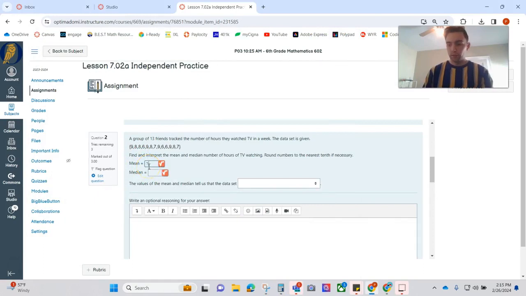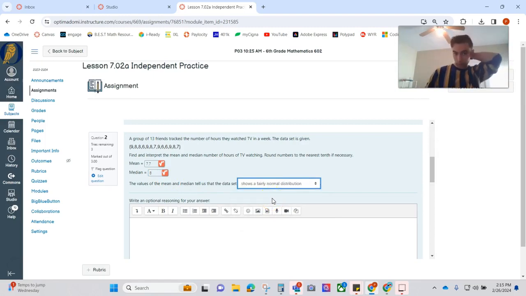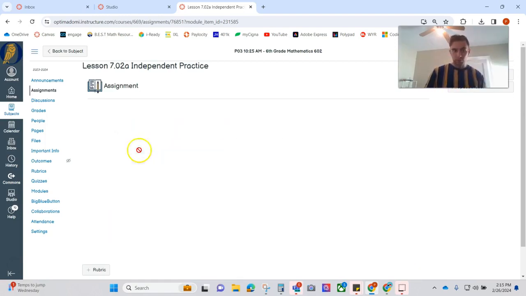So the mean is 7.7 and the median is 8. And since the mean and median are really close together, I think that shows a fairly normal distribution. The mean and median being really close together. Let's check, make sure.